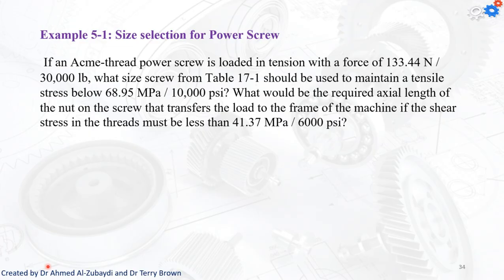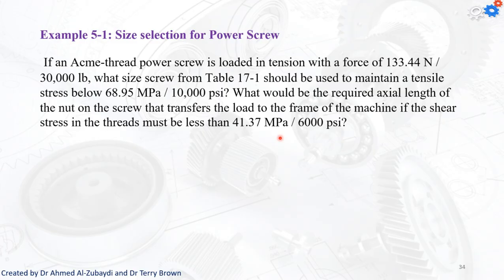or 10,000 psi? And what will be the required axial length of the nut on the screw that transfers the load to the frame of the machine if the shear stress in the thread must be less than 41.37 megapascal or 6,000 psi. Now you can see that both the stress should be below and the thread should be below. That means when we do the selection for the area, it should be above what we are going to calculate, not below. Okay, because you know that the higher the area is, the less the stresses are.